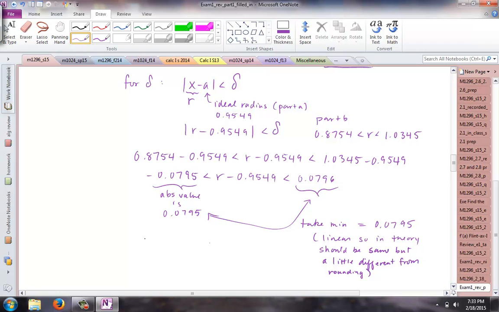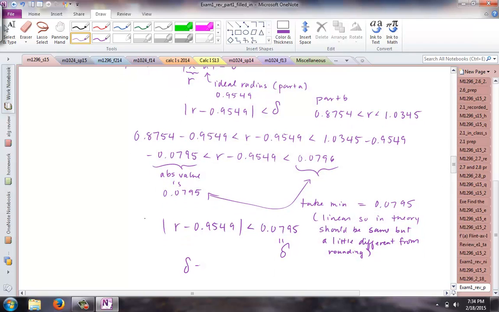So then what we have is our r minus 0.9549, absolute value of that is less than 0.0795, which is the delta. So the delta is 0.0795. Questions?